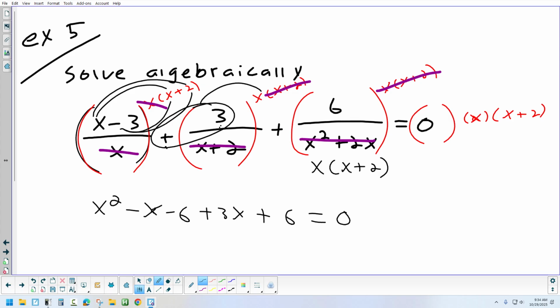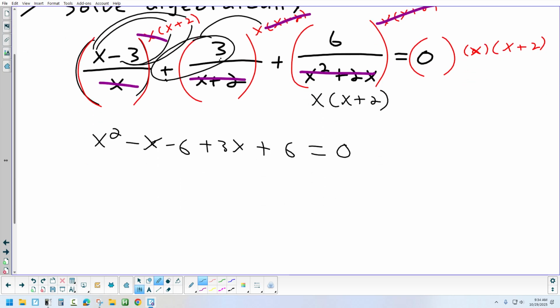And because they moved everything to the left, it's already equal to 0 for you. We just finish it the way we want to finish it, your quadratic. Ideally factoring if you can. Okay, so combine everything together. You're going to get x squared plus 2x. Negative 6 and 6 cancel. And how does that factor? You can factor out x. And how would you write that? X(x plus 2).